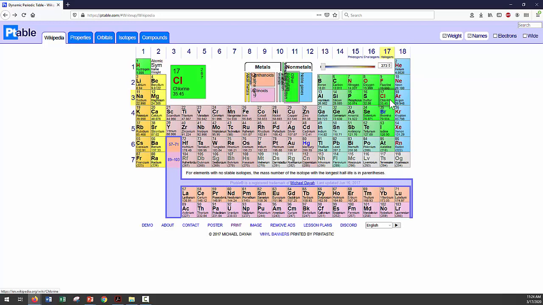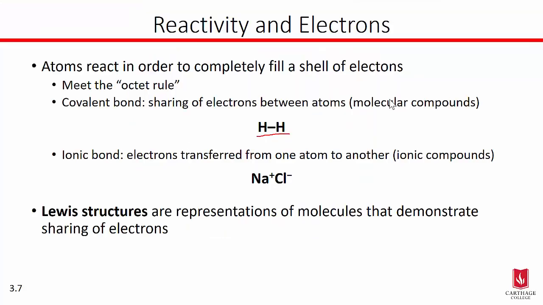If sodium matches up with the chlorine, it can give away its electron in its outermost shell to chlorine, and they'll both be happy. And that's what happens in these ionic bonds: we see electrons that are transferred from one atom to the other.